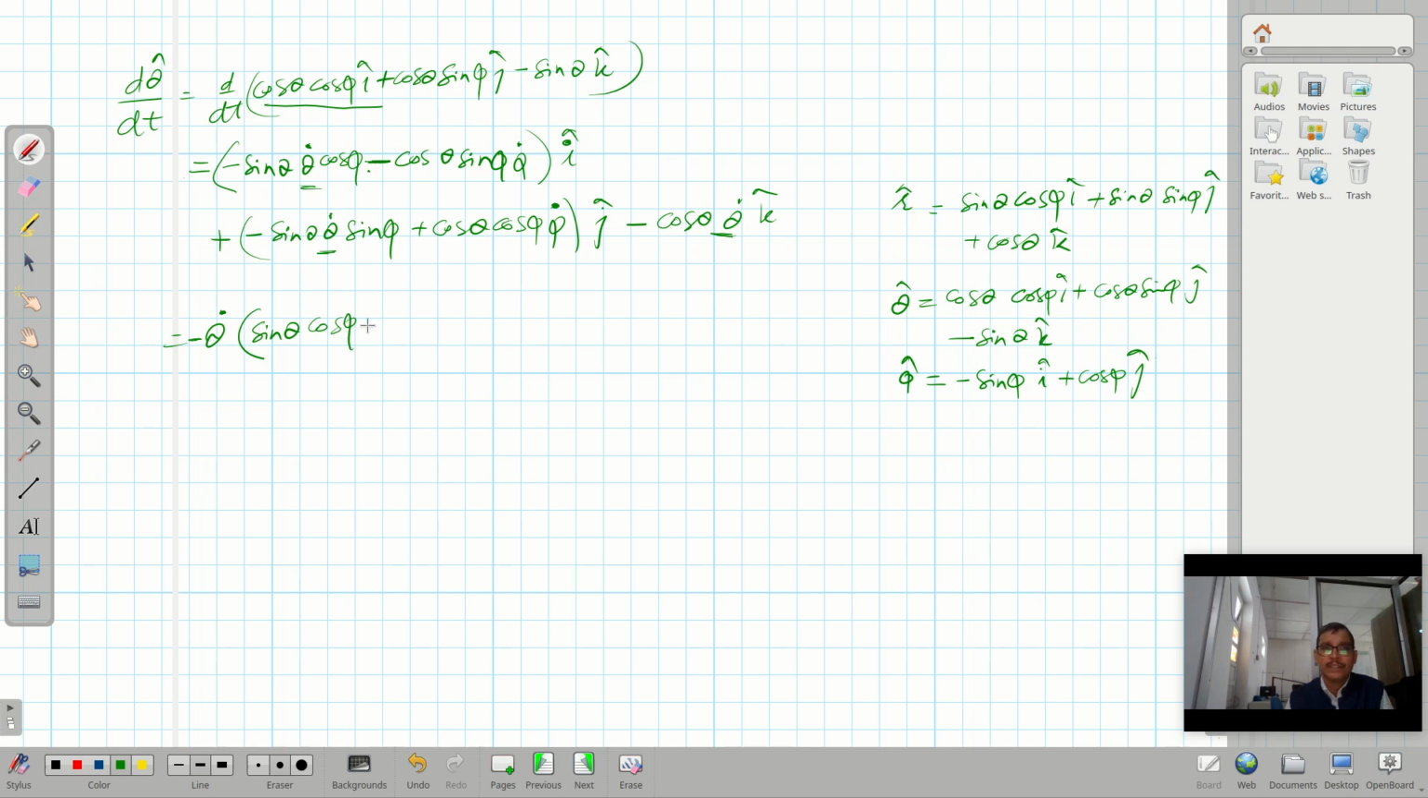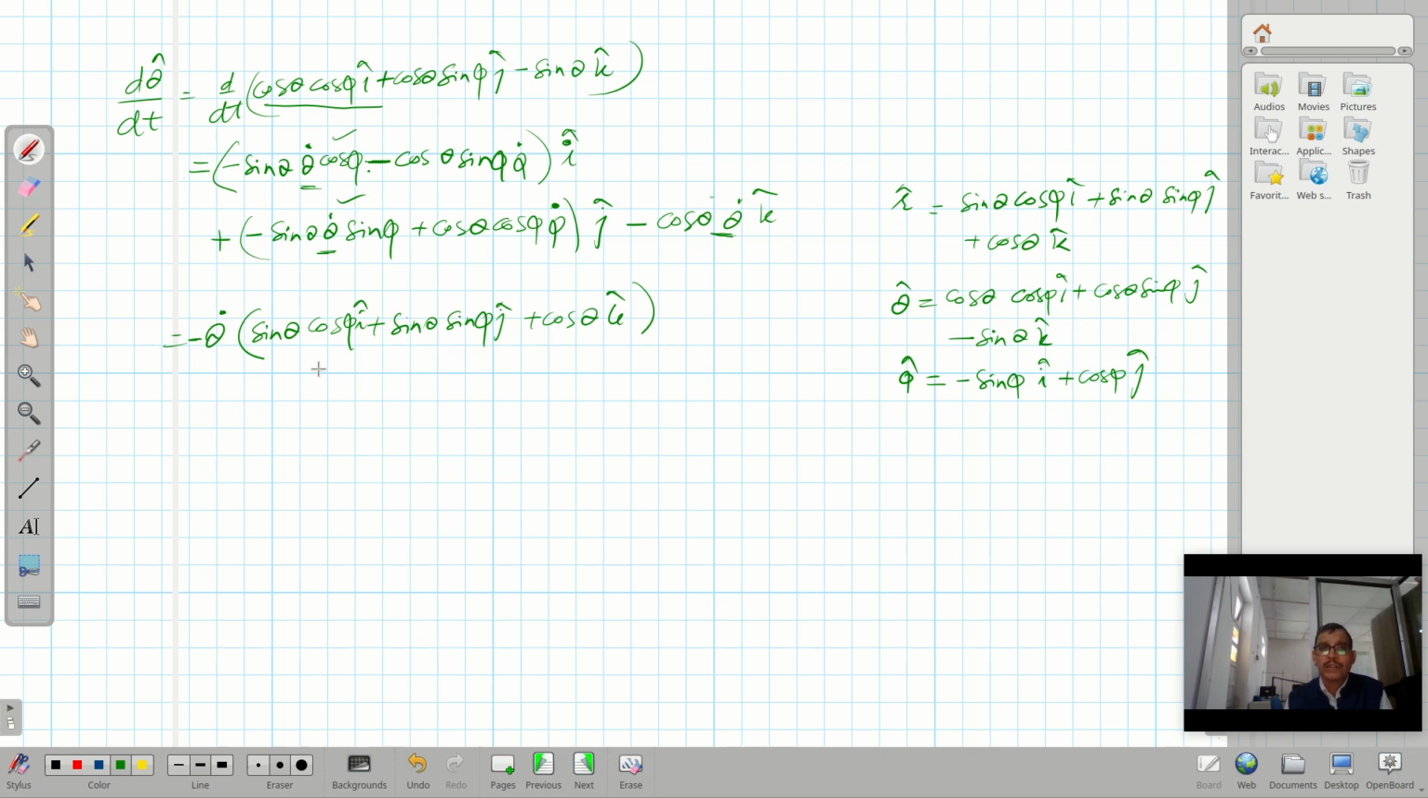Here it is plus sin theta sin phi. It is i cap, it is j cap, sin theta cos phi, sin theta sin phi, and plus cos of theta k cap. And now we will remain with these two terms. So let us do one thing.